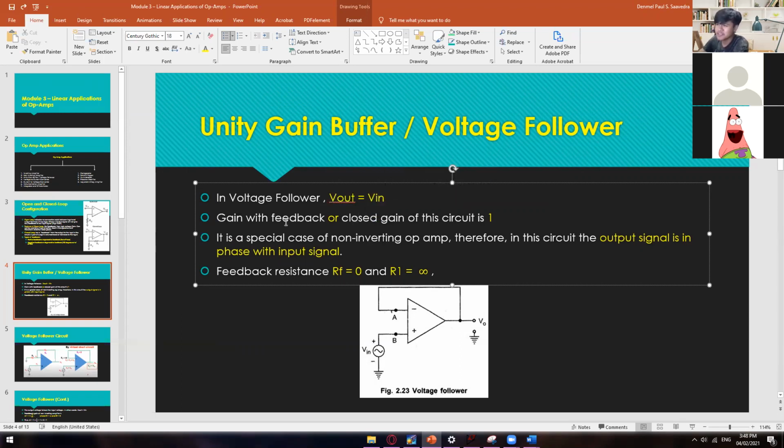So that is why in voltage follower, V out is always equal with your V in. Okay. And then this one is gain with feedback. Yes, this has a feedback or a closed-loop gain of this circuit is 1. Okay, so you will know later on why this one is 1. And it is a special case of non-inverting op-amp. Okay, so take note, special case non-inverting op-amp. So this is really super special because it's under amplification or amplifiers, but it doesn't amplify your signal. Then, of course, this one is similar with non-inverting because your input is on the non-inverting side, and then it also has this feedback resistor. Okay? But then again, it's a special case.